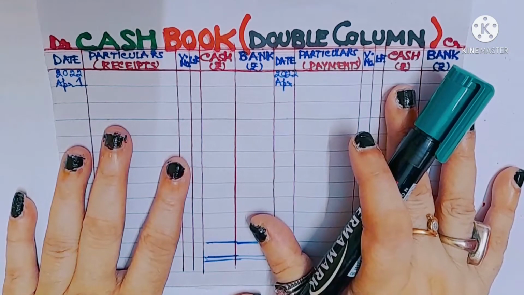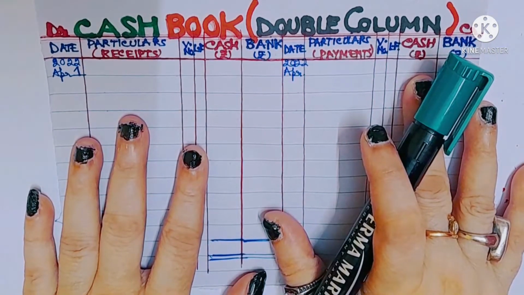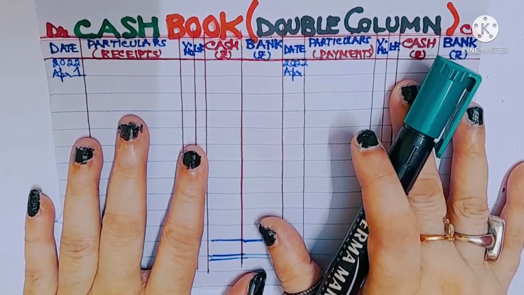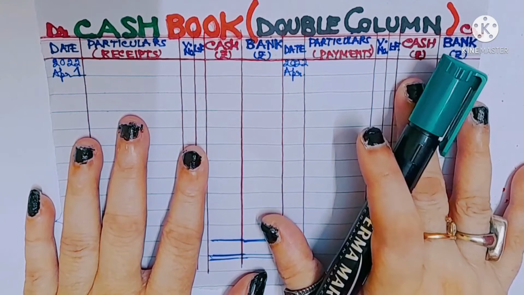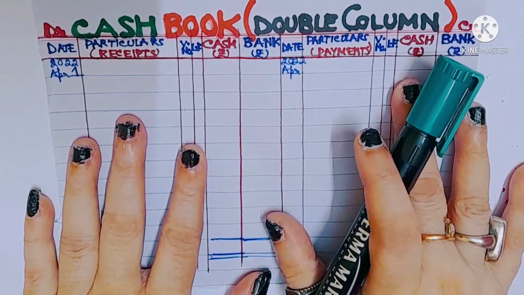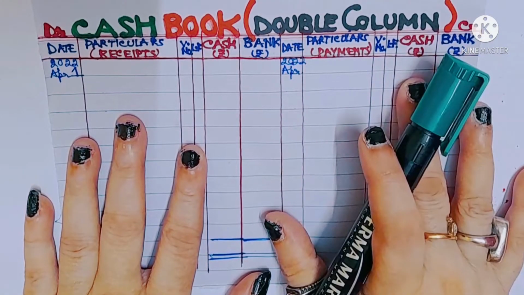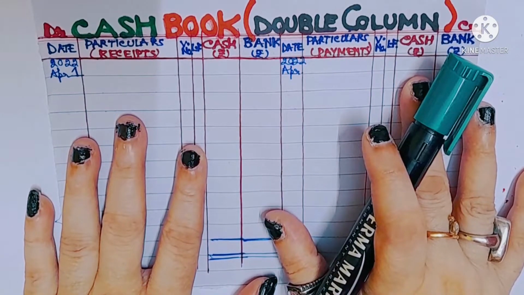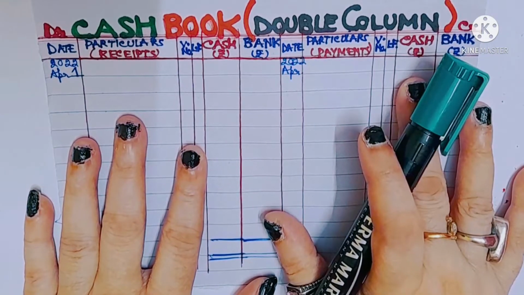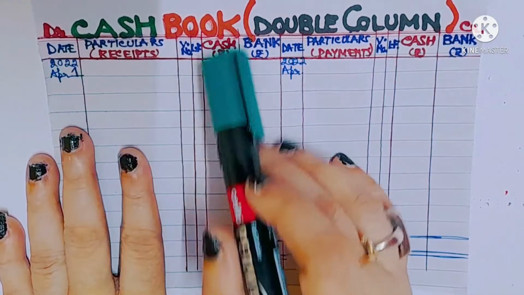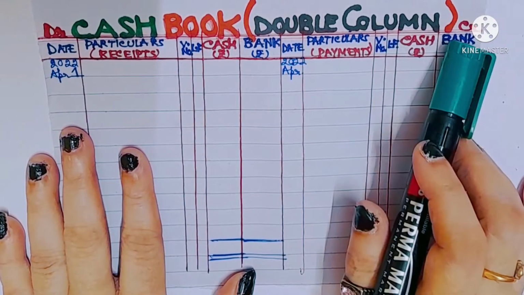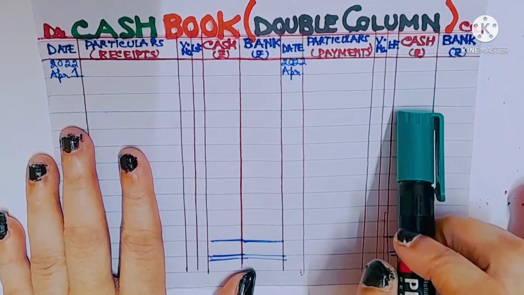Let's begin. Please remember, cash book, be it a single column or a double column or a triple column, always records cash transactions, and cash book does not record credit transactions. All cash receipts are recorded on the debit side in the cash column, and all cash payments are recorded on the credit side in the cash column.